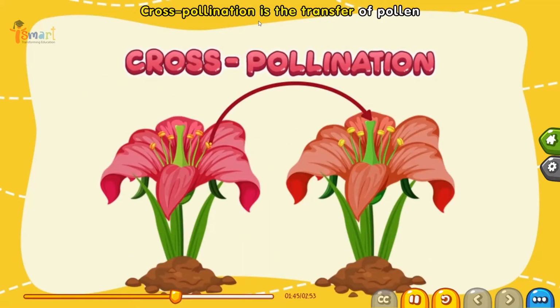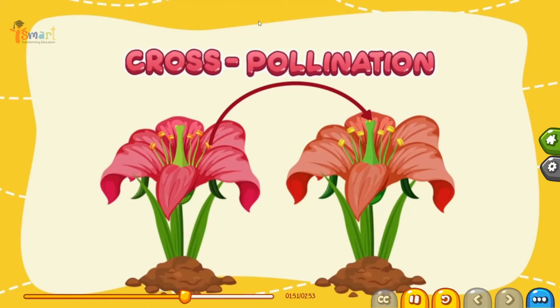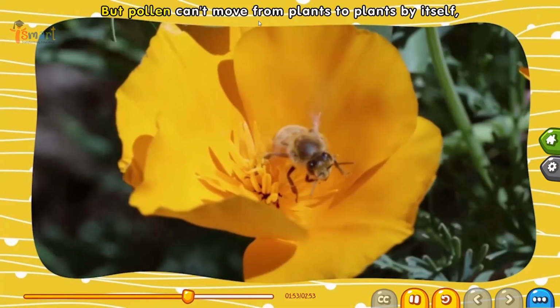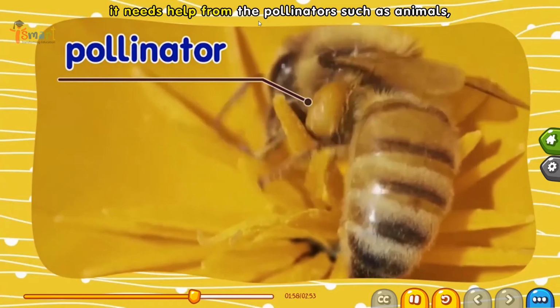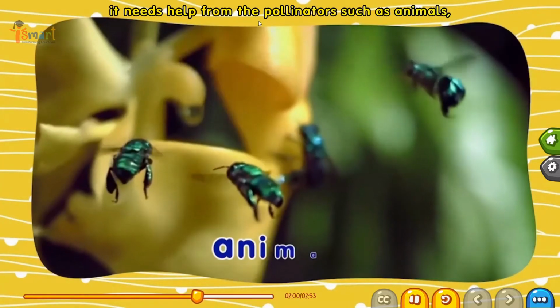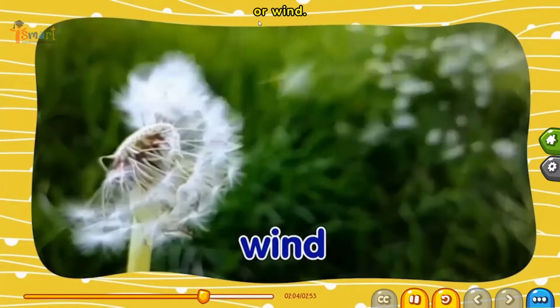Cross-pollination is the transfer of pollen from one flower of one plant to the flower of another plant of the same species. But pollen can't move from plant to plant by itself. It needs help from pollinators, such as animals, humans, or wind.